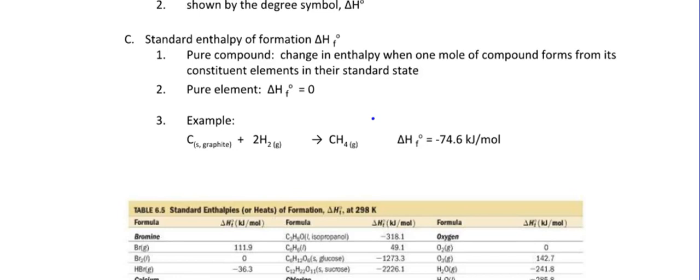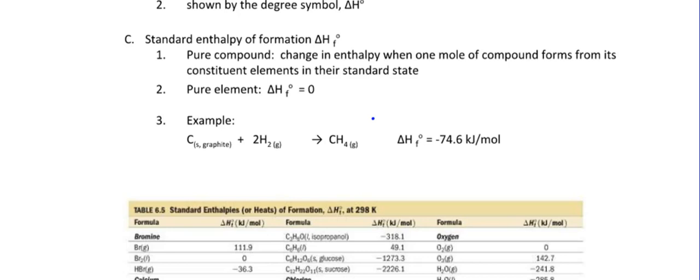So if I were to burn 1 mole of graphite with 2 moles of hydrogen gas and I get 1 mole of methane, how much energy is released? Well, it's a negative. Negative 74.6 kilojoules per mole. Okay, so you can measure that. You can use a calorimeter, you can use Hess's law, whatever. But if you measured that, that's what that methane is.